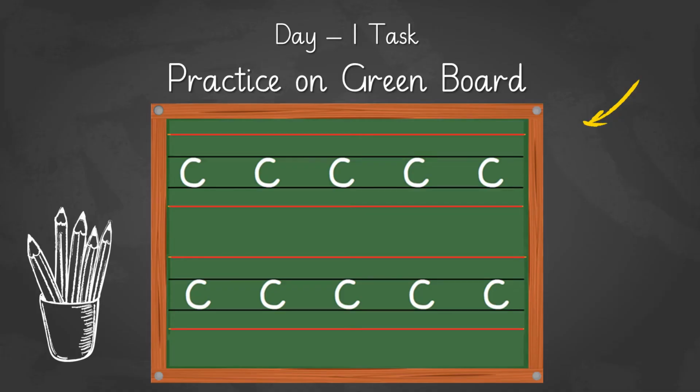This is your day 1 task. You need to practice writing K as many times as you can on your green boards. You can also make red and black lines with a tape or a permanent marker on your green board. Write K in between second and third line.